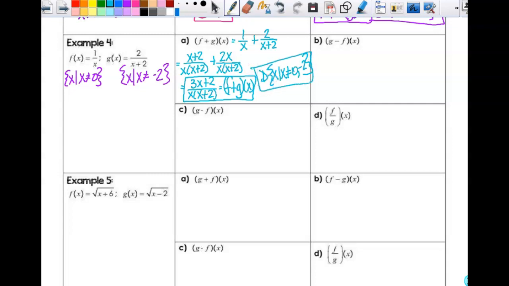Or it really should be negative 2 and 0. Go from least to greatest. Let me fix that. Negative 2 or 0. There we go.